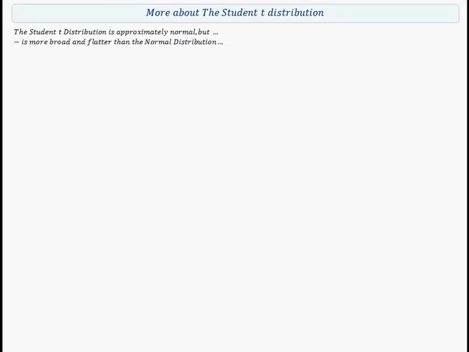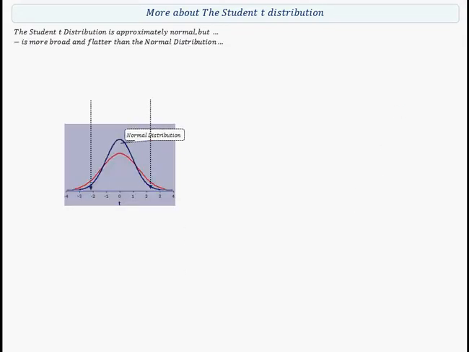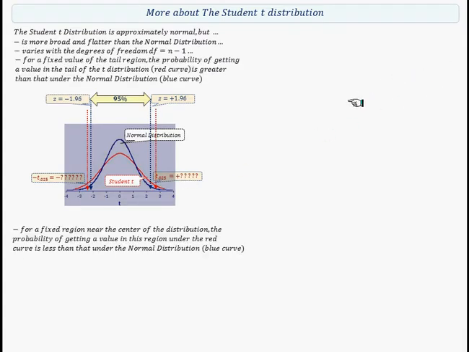Now, looking more at the student t-distribution again, we have for 95% the critical values 1.96, and for the student t, depending on sample size, we can find our t critical values, as you see on the screen here. And as we said before, the area under the red curve in the tails is greater than that area under the blue. In the middle, the area under the blue curve is greater than that of the area under the red curve.